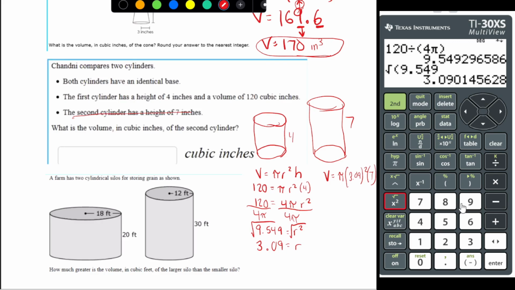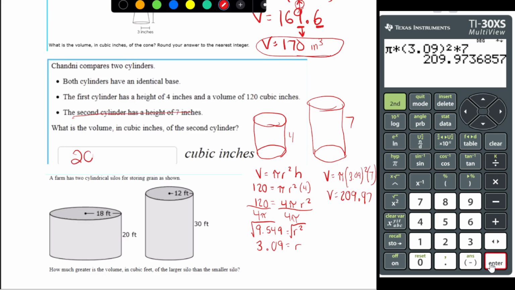Oh my goodness, it's getting cut off. So pi, whoops, times 3.09 squared times 7 equals V equals 209.97. So 209.97 cubic inches. I'm going to have to look into that question. That's an interesting one. I'll re-record this video if there's something different about it.